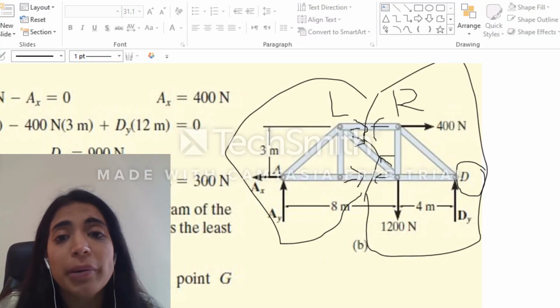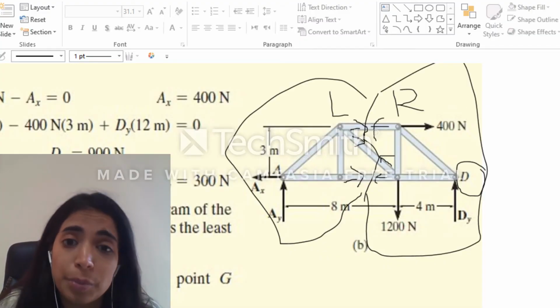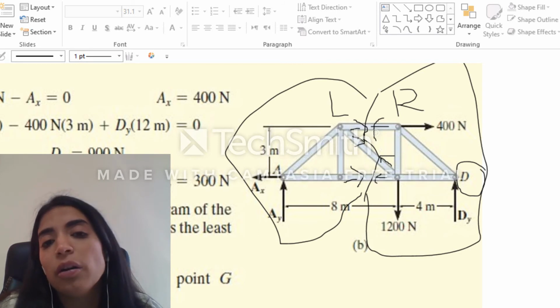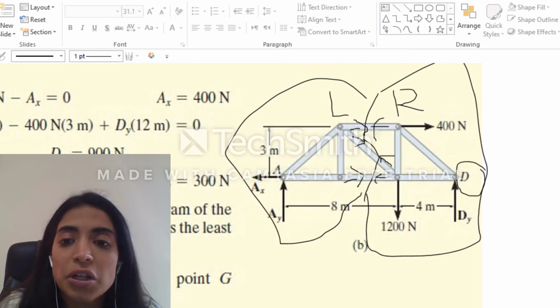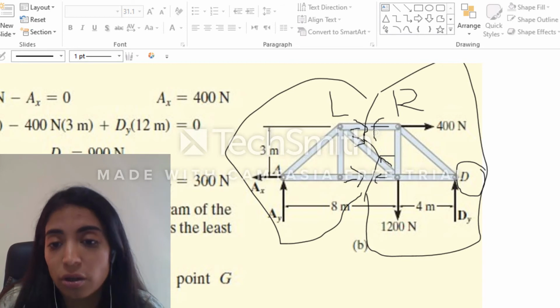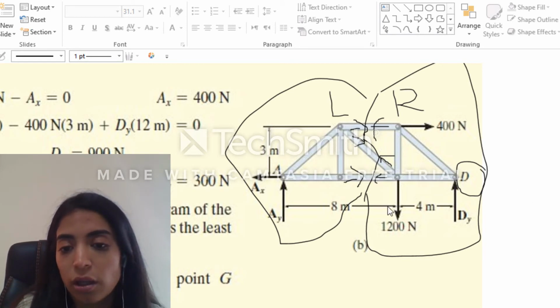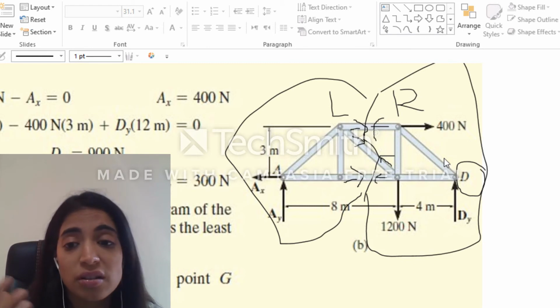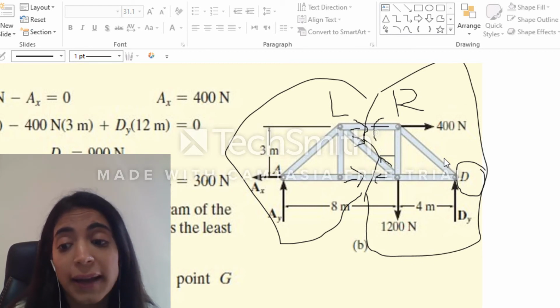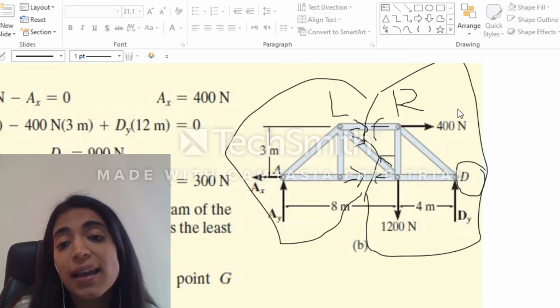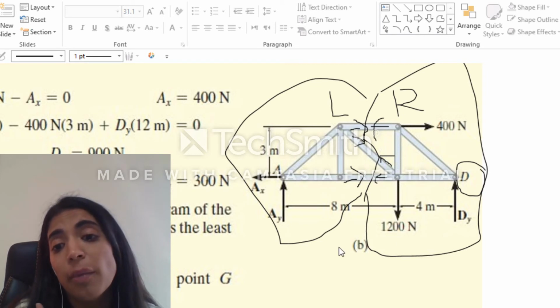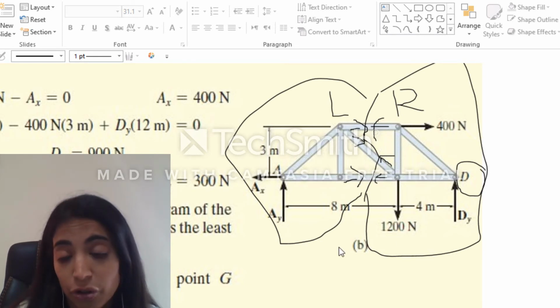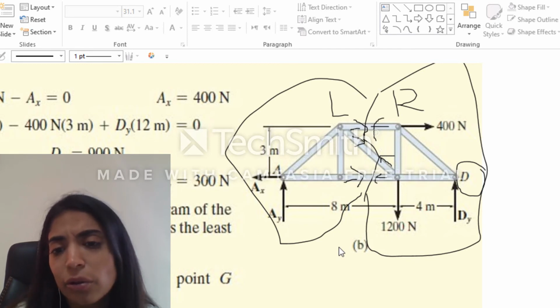Guys, you can do the same problem by using another procedure. For example, let's say I want to apply the equilibrium equations on the right part, which is this one. So guys, this is the second step. In the second step, I should decide which part I need to work on. So let's say I decided that my part is the right part. And then I take a look on this part.